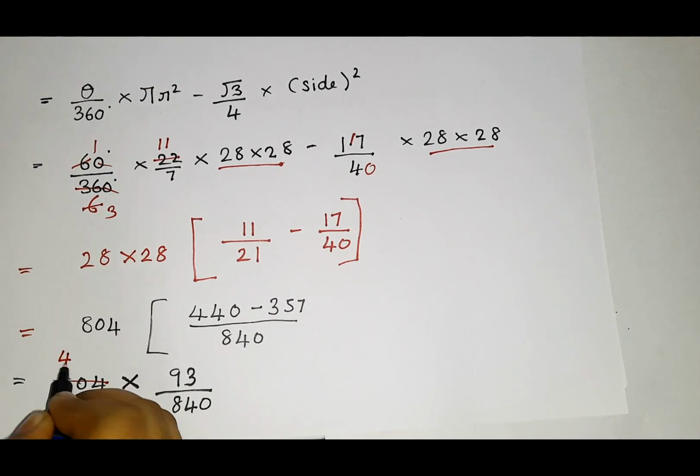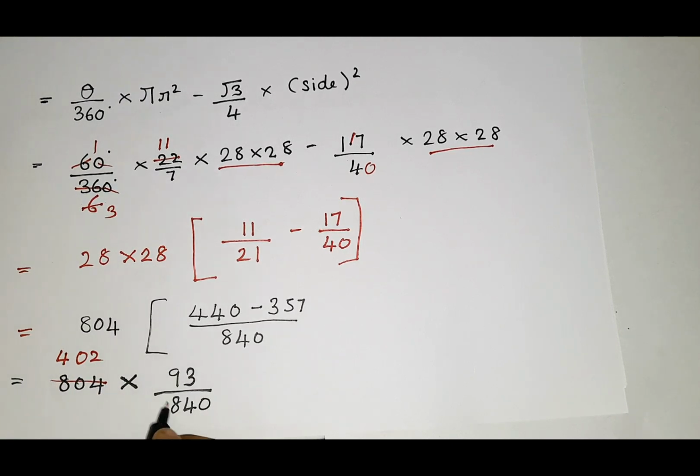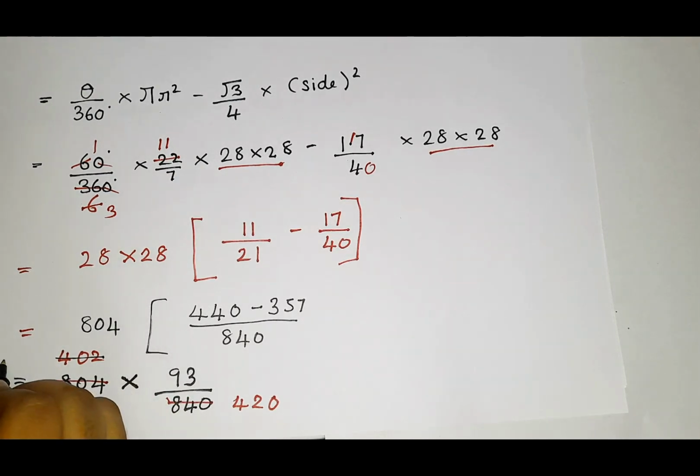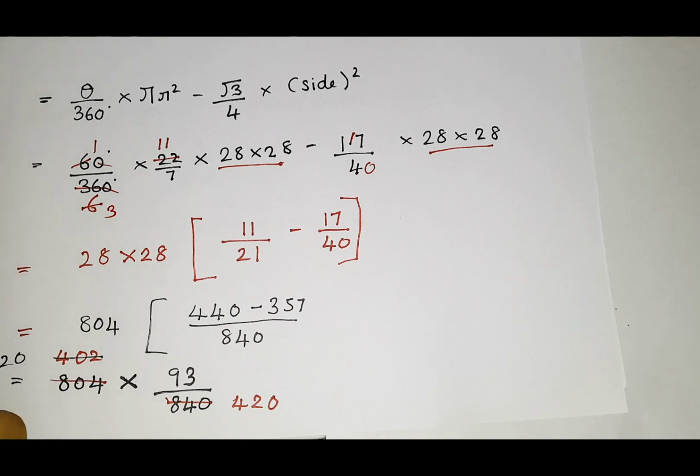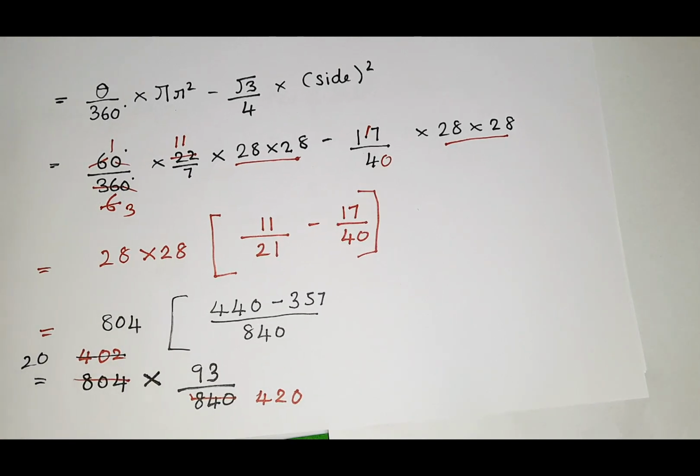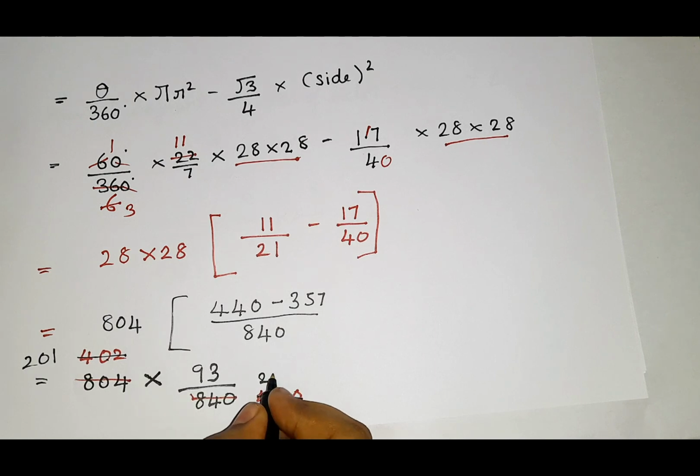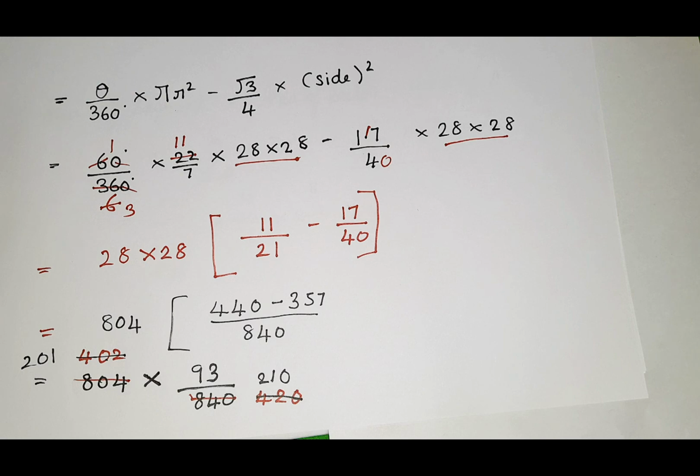So 4 2s are 8, 0 as it is, 2 2s are 4, and then 4 2s are 8, 2 2s are 4, 0 as it is. And now let us cancel 402 and 420 in the 2 table. So 2 2s are 4, and I wrote the 0 as it is, so 1 2 is 2, and here also 2 2s are 4 and 1 2 is 2, 0 as it is. Okay guys, so now we got 201 into 93 divided by 210.